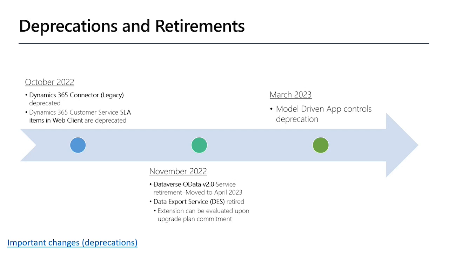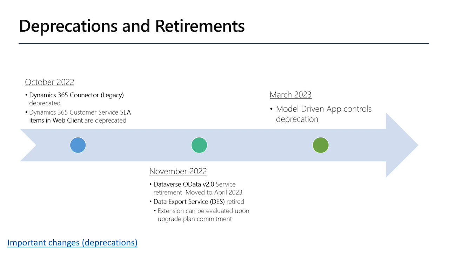So back in October, we had the Dynamics 365 legacy connector deprecation. Also had deprecation around SLA items in the web client for customer service. And in November, originally it was announced that the OData version 2 service was going to be retired in November. That actually got moved to April, so that's coming with the 2023 Wave 1 release, and so that will be retired in April.